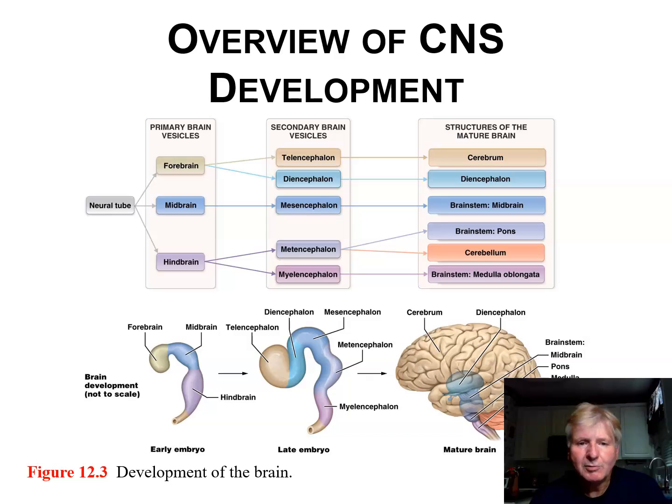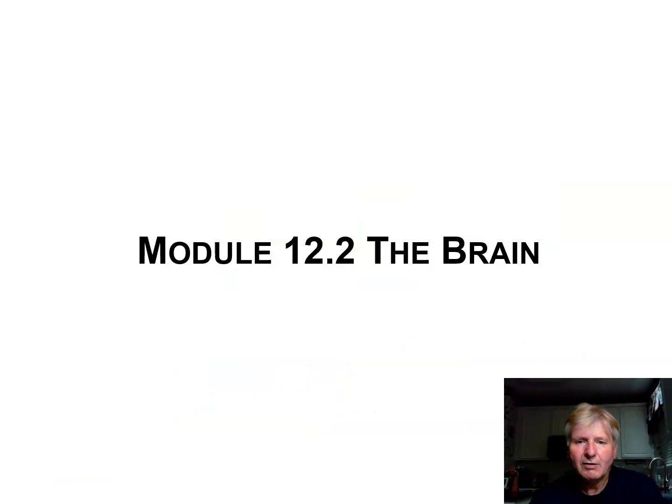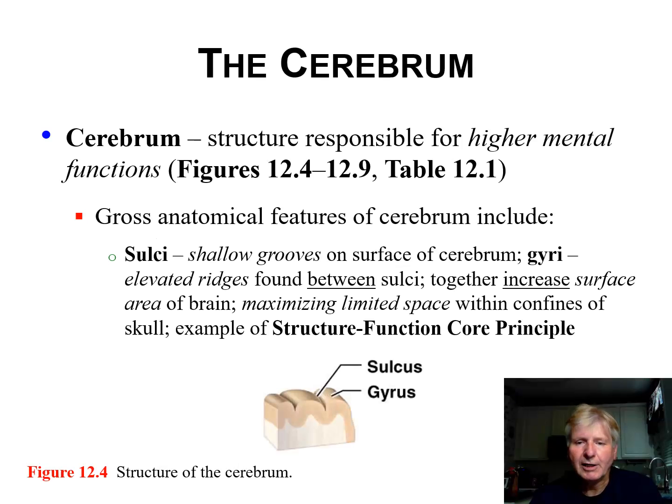Remember the 2 M's, M for midbrain, M for mesencephalon. The mesencephalon then becomes the midbrain portion of the brainstem. And the third primary brain vesicle, the hindbrain, becomes the 2 secondary brain vesicles, metencephalon and myelencephalon. The metencephalon becomes the pons of the brainstem and the cerebellum. And the myelencephalon becomes the medulla oblongata, which is the inferior part of the brainstem. So that's an overview of the embryonic development of the brain.